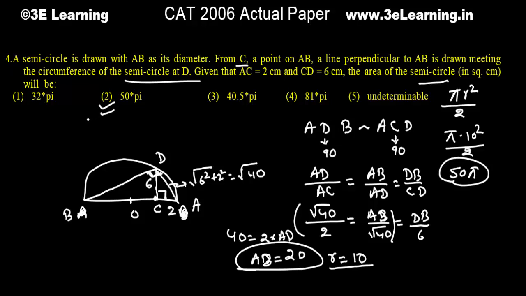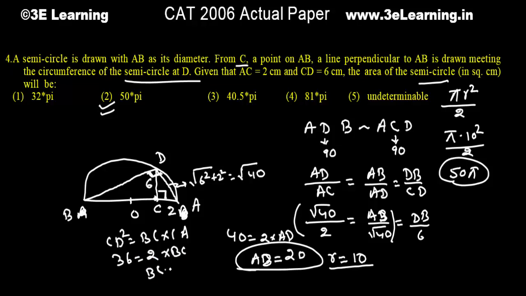Or instead of doing all these things, we have a direct formula. And what is the direct formula? The direct formula is CD square is nothing but BC into CA. So we have 36 is equal to 2 into BC.